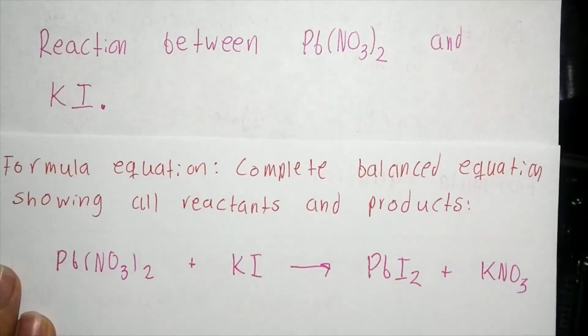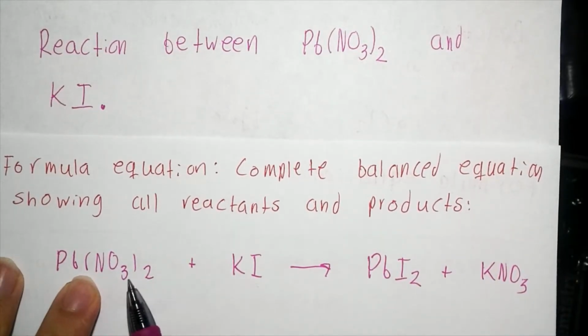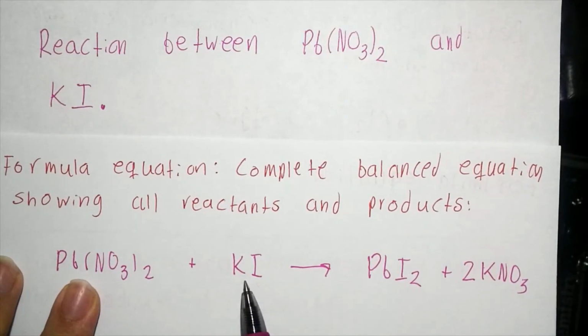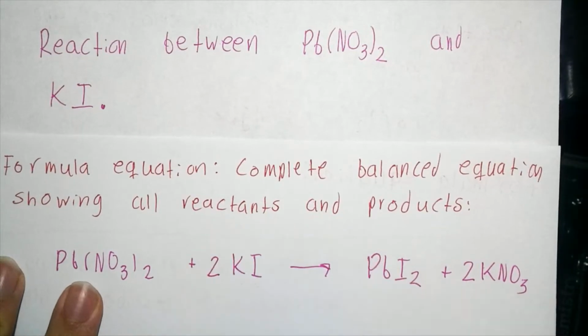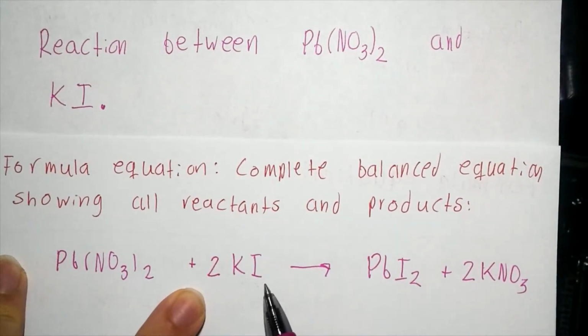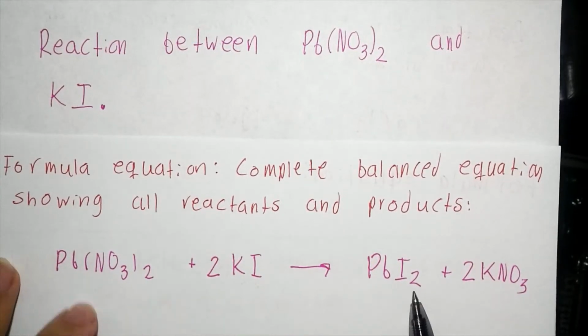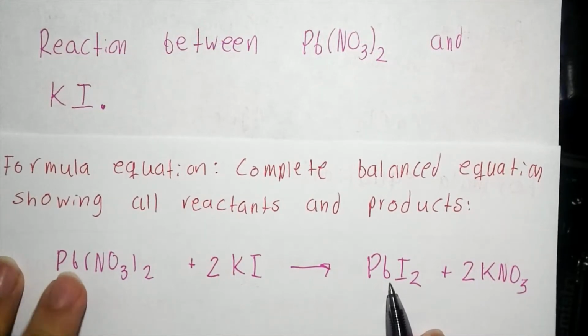The next step would be to simply balance this. Let's start with our nitrates. So on the left side, you have 2 nitrates. On the right side, you only got 1, so you're going to put a 2 in front of KNO3. That increases the amount of potassium that you have on the right side. So now you have 2 potassiums on the right side. You only have 1 on the left, so you're going to put a 2 in front of KI. This changes the amount of iodides on the left side, so now you have 2 of them. But hey, look, you already have 2 on the right side, so you don't need to change anything. And if you want to double check with lead, you only have 1 on the right side, and you only have 1 on the left side. So this is perfectly balanced.